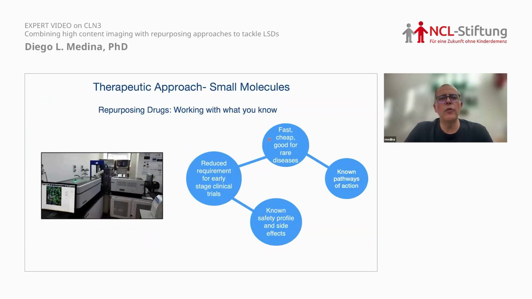In addition to that, we combine this platform with small molecule drug screenings, and in particular, we use the repurposing of small molecules that are already approved in the clinics. This allows us to work with what we already know, so with drugs that are already in clinics, and therefore we can move to translation quickly, because we already have a lot of clinical data in humans about the metabolism and toxicity of these drugs.